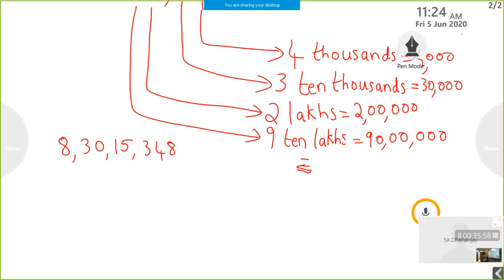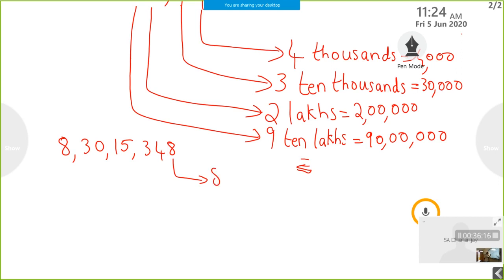Okay, this is an 8-digit number. Can you write the place values of these 8-digit numbers? I know you all can write the place values of this 8-digit number. What about the place value of 8? 8 belongs to which place?